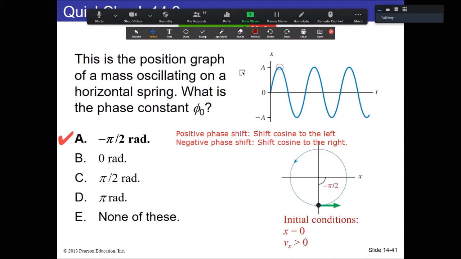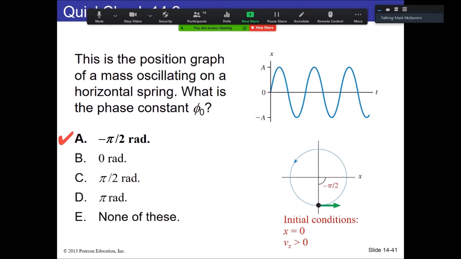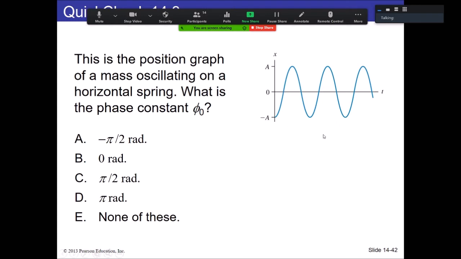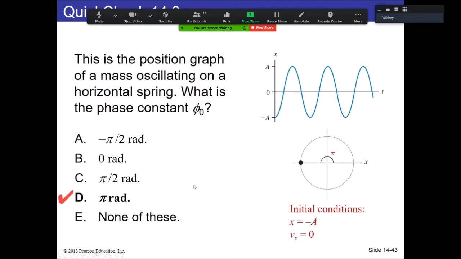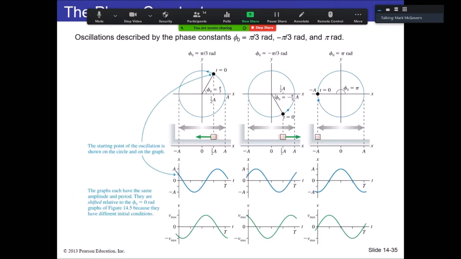Okay, moving on again. Think about this one too. What do you think the phase shift is going to be here? Again, maybe we want to pause the video, but the answer here is pi radians. Well, guess what? That was back here. That's the graph on the bottom right.